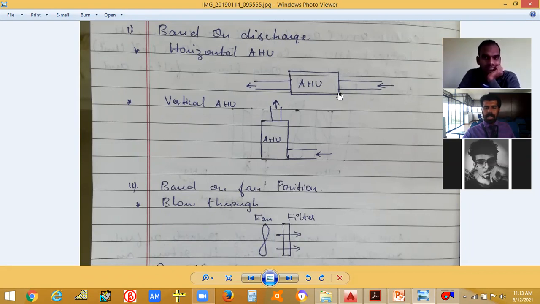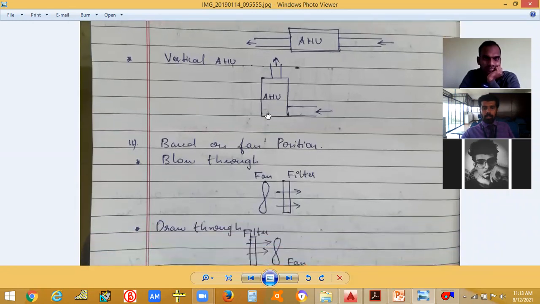Last day I have shown you a big hole and different units. That is one type of AHU. I have shown you the supply, return as well as the fresh air, and it gets mixed up and is given back. That is also one type of air handling unit. Now that one is based on discharge.